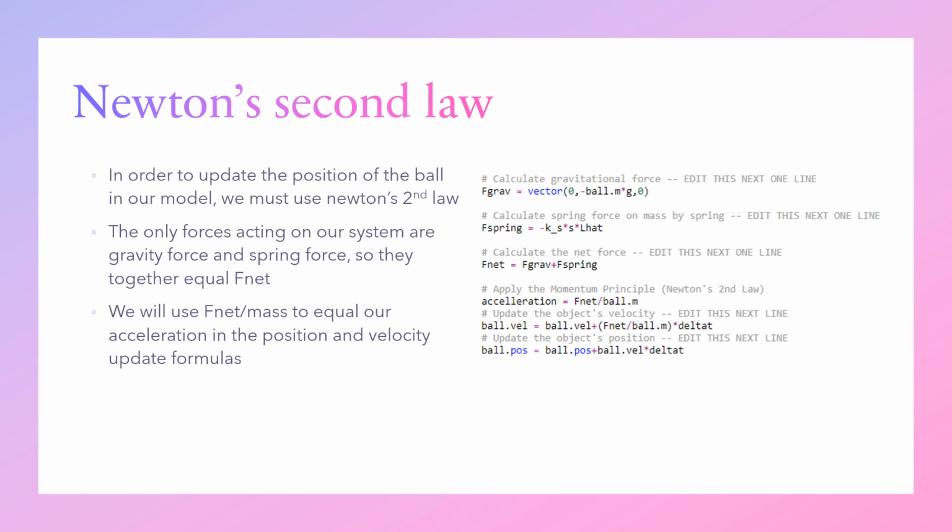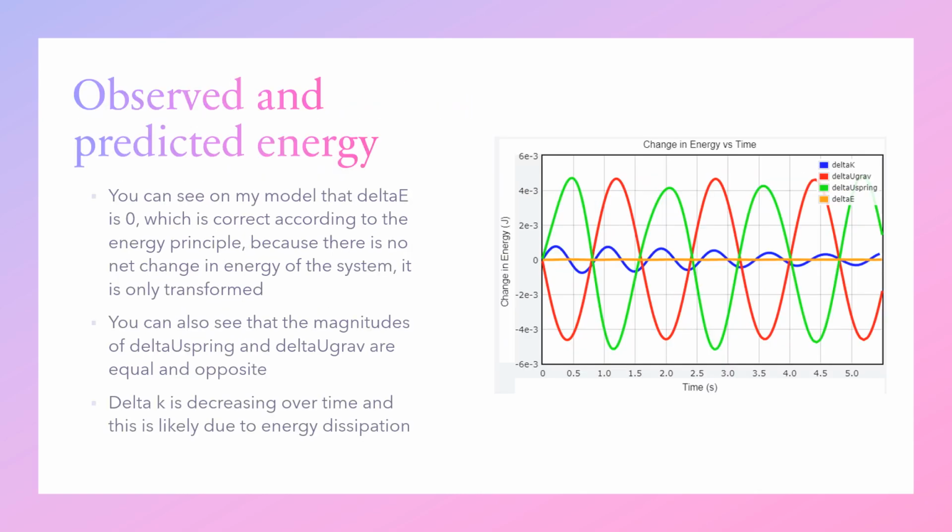And here's Newton's second law. In order to update the position of the ball in our model, we need to use Newton's second law. And the only forces acting in our system are the force of gravity and spring force, and so they together equal F net. And we'll use F net divided by mass to be our acceleration in the position and velocity update formulas. And you can see how I did that, how I found the force of gravity, the spring force, and then F net is those added together, and then how I updated the velocity and the position.